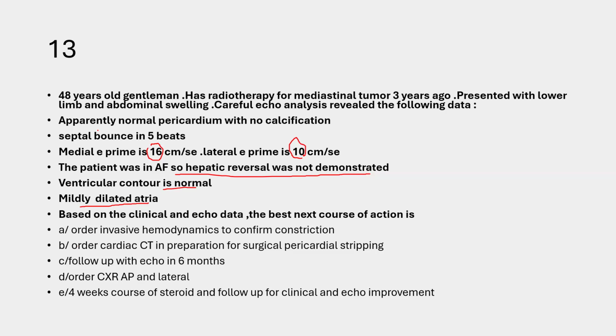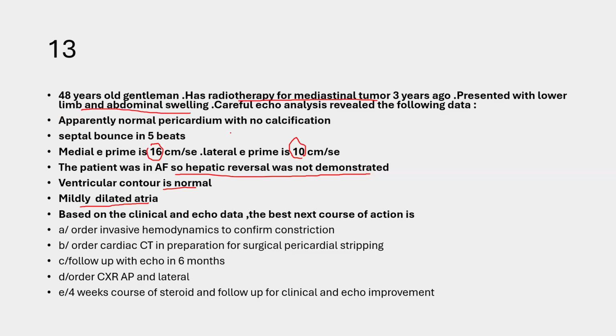Fold it into its clinical and echo ingredients. This patient is having a history of radiotherapy for mediastinal tumor. So that brings me to the etiology of constriction, which is radiation. Yes. He had abdominal and lower limb edema or swelling, abdominal swelling, ascites, lower limb edema. So these are signs of constriction.